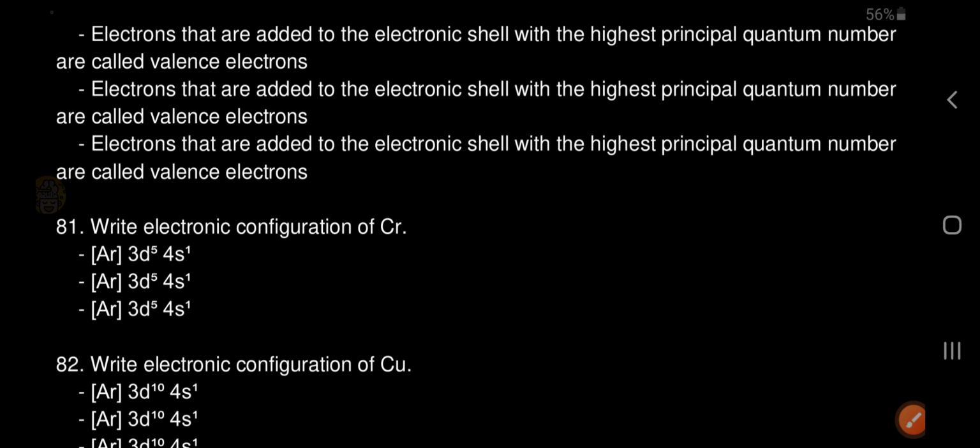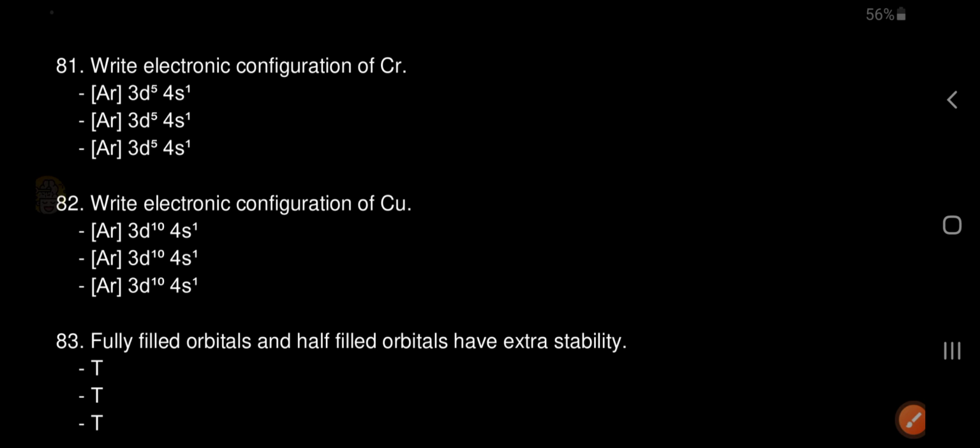Write the electronic configuration of chromium. Argon 3d5 4s1. Write the electronic configuration of copper. Argon 3d10 4s1. Fully filled orbitals and half filled orbitals have extra stability.